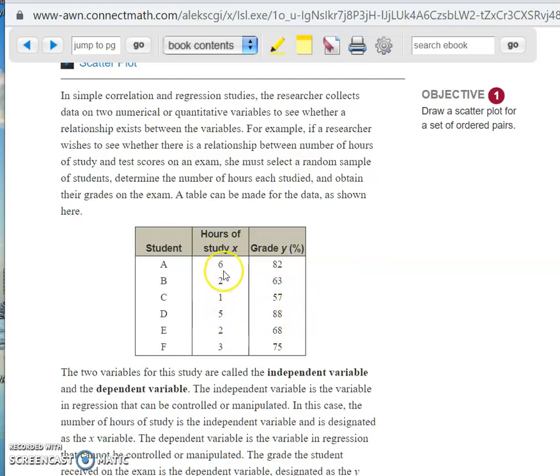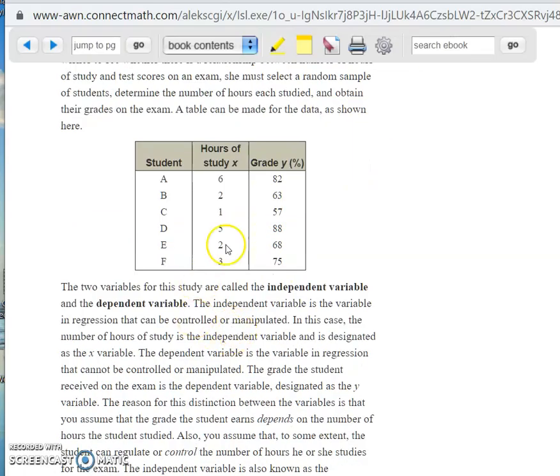Now you can imagine there's a relationship, right? The number of hours you study compared to the grade that you received, you would expect there to be some sort of a relationship. And you can plot that information. So, like for 6 hours of study, you get a grade of 82. For 2 hours, you get a 63, and so forth.